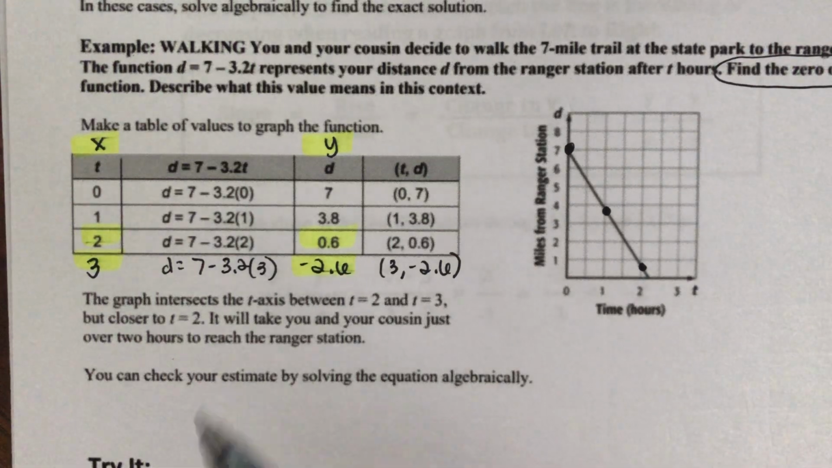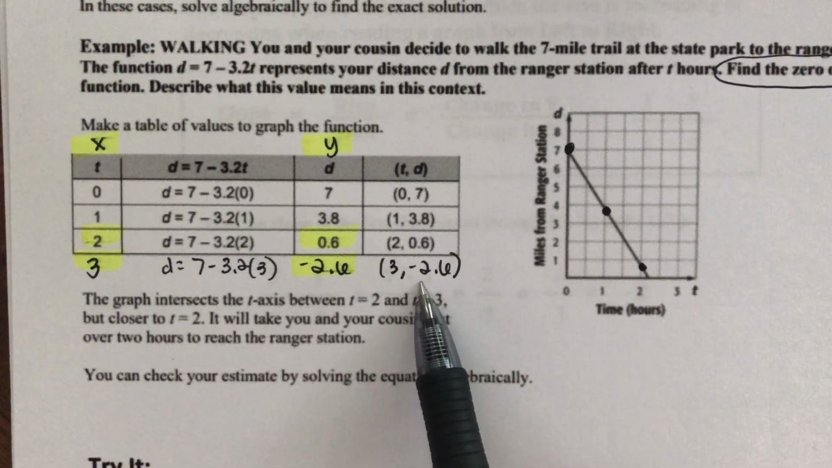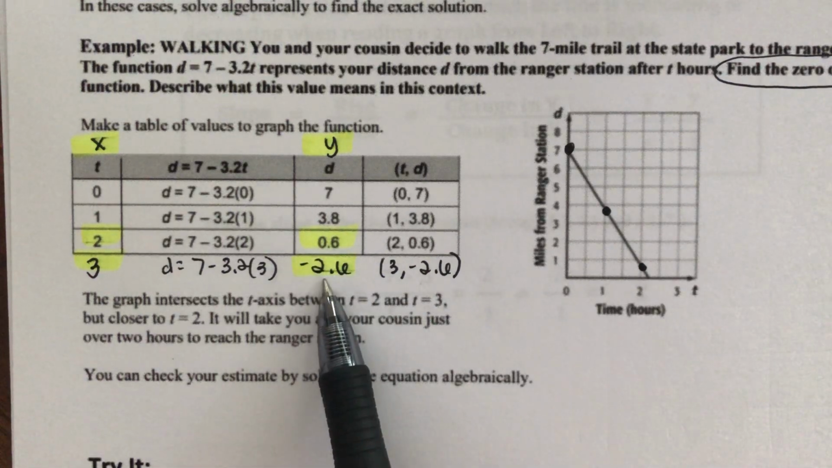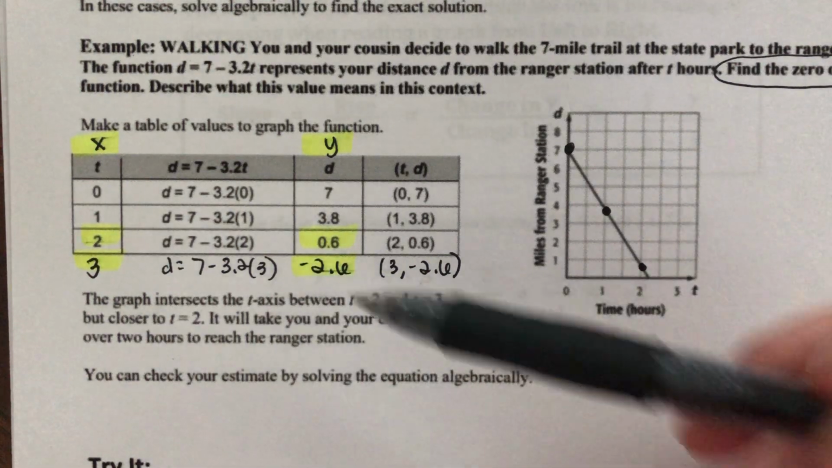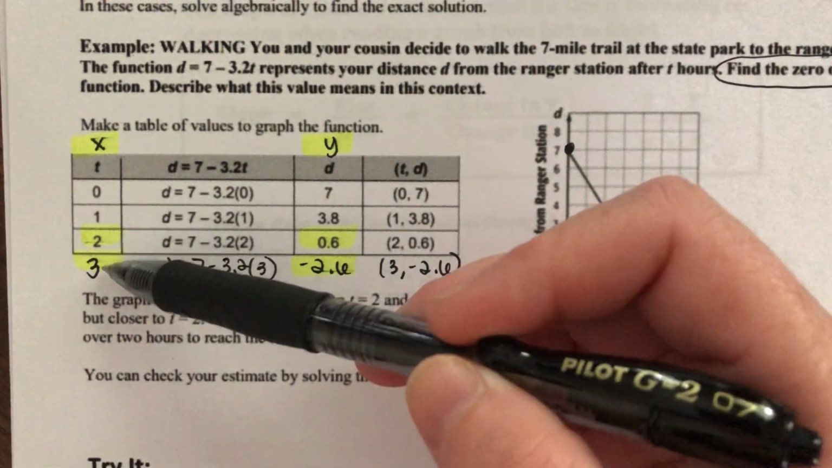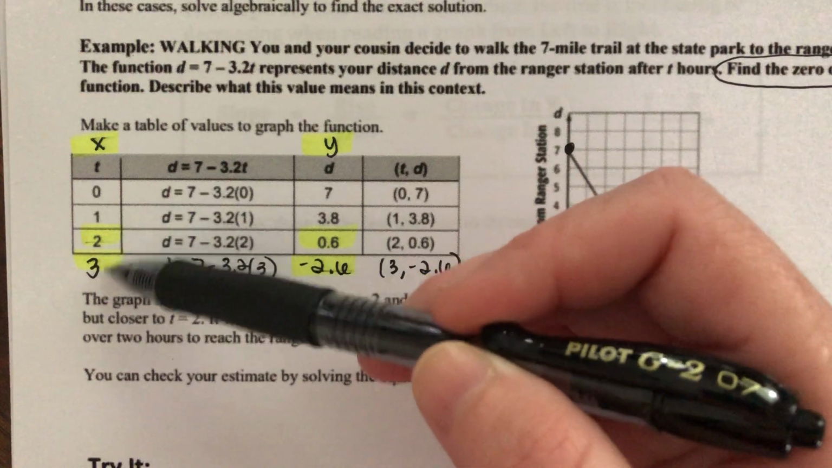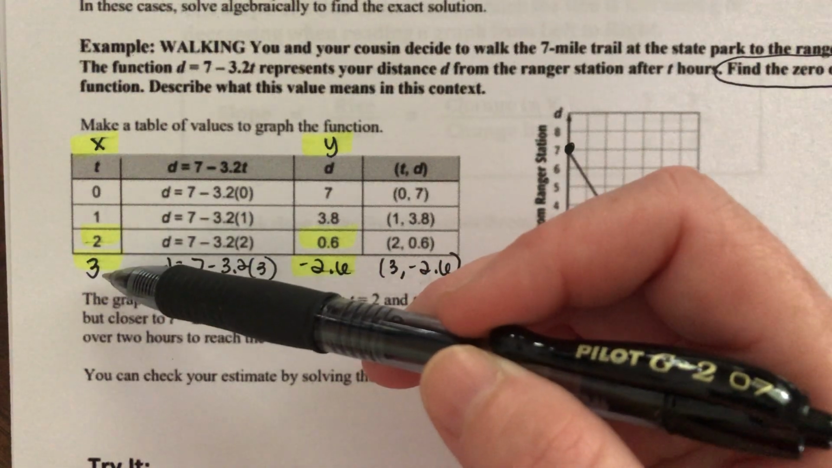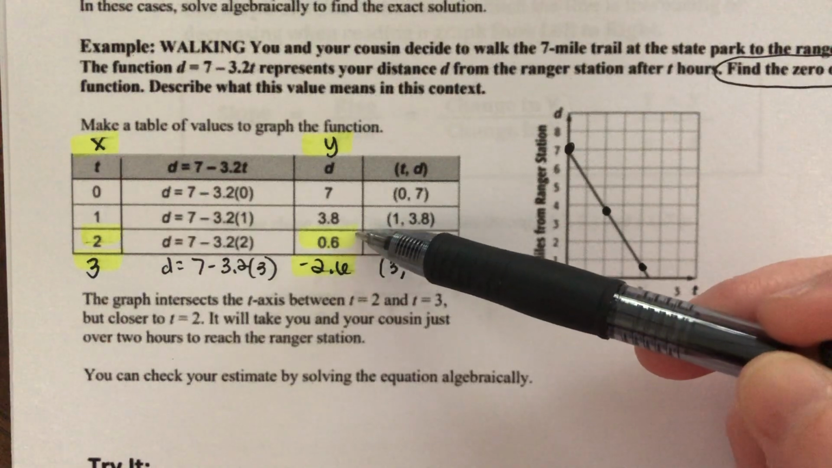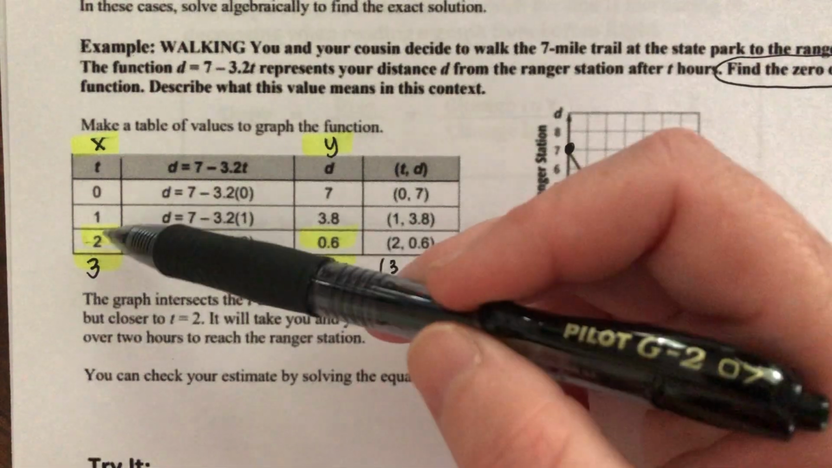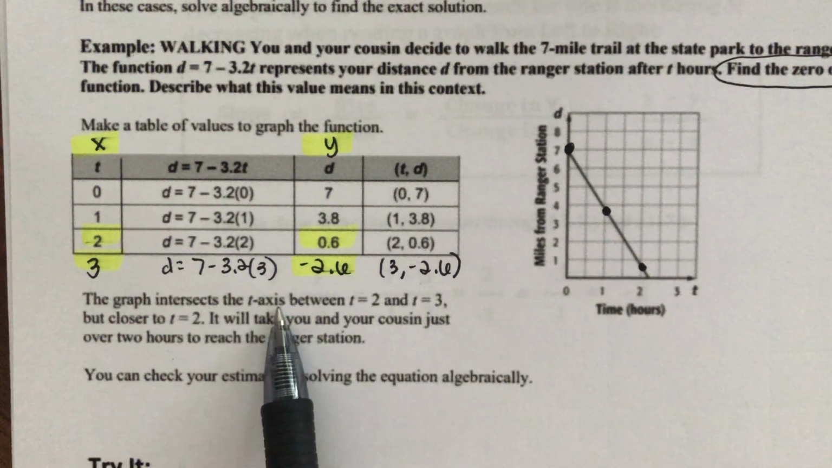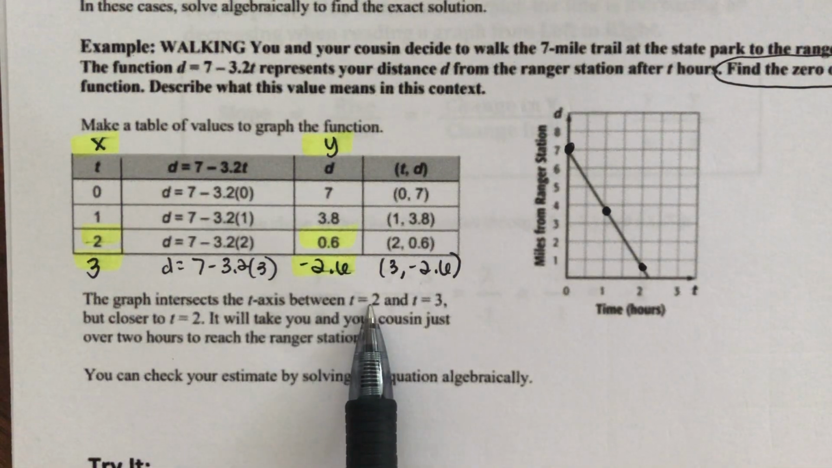Yeah, 2.6. I was questioning myself. This now is too far. We wanted to get to 0. We were almost there, and now we're way past 0. So 0 lies somewhere in between these two numbers, which means our solution lies somewhere in between 2 and 3, right? If our solution is whatever x is when y is 0, 0 is somewhere between here, so our solution is somewhere between here. So it says the graph intersects the t-axis in between 2 and 3.